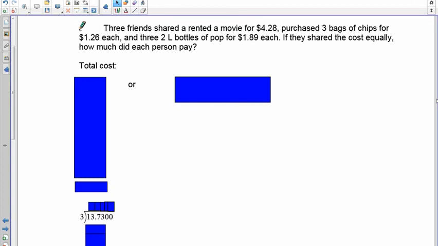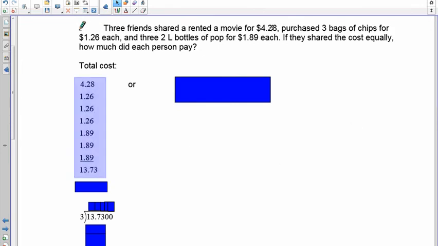Well, the first thing you need to do is to find the total cost. I've kind of cheated there because you'll see the total cost down below. But you have to find the total cost, and that would be adding everything up. Now you notice they got the $4.28 for the movie. There were 3 bags of chips at $1.26, so 1, 2, 3. And then you have $1.89, 3 times, 1, 2, 3. You add that all up, you get $13.73.